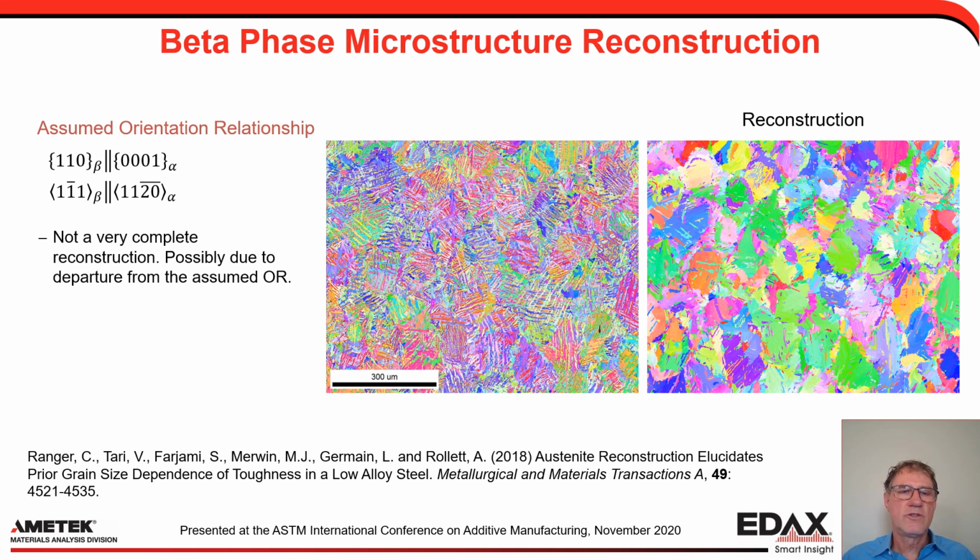Now, if we assume an orientation relationship of the 110 in the beta phase being parallel to the 0001 in the alpha phase, and the 111 directions being parallel to the 112 bar directions, then we can reconstruct what we think the parent grains look like. You'll see the reconstruction isn't perfectly clean. We still see some variants that haven't been connected together into grains, but we do get a nice idea of the initial grain size and the initial orientations by using this reconstruction method. In this case, I'm using a method by Ranger and others at CMU, and actually there are quite a few contributors here.